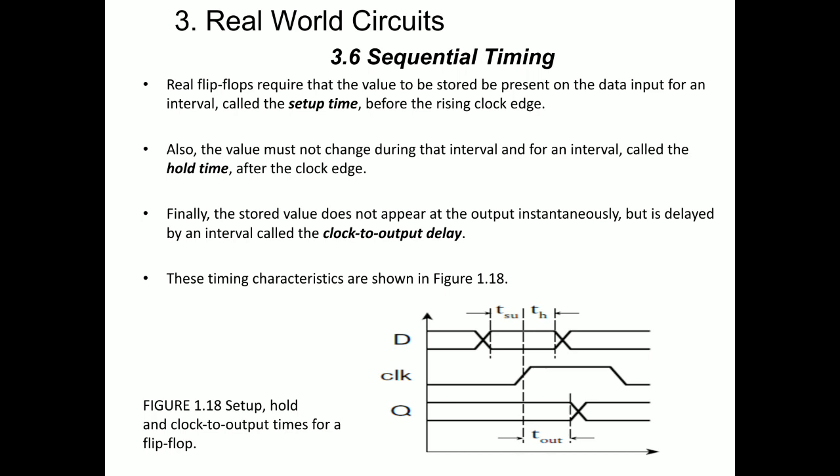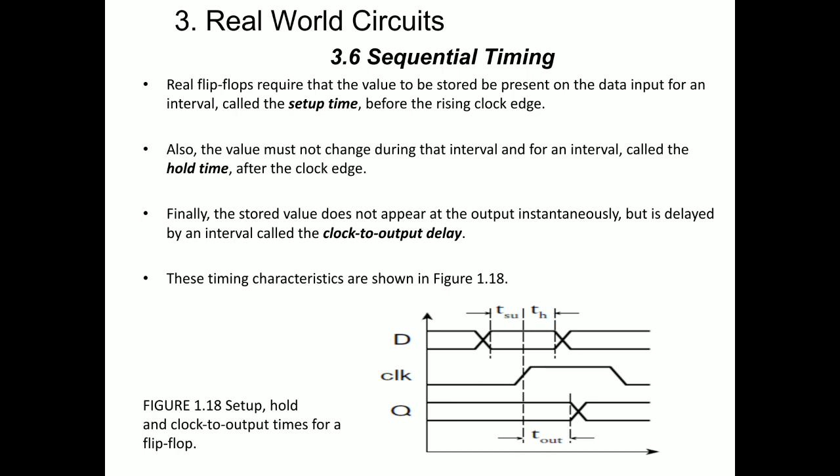It should be the same after the clock edge for some amount of time interval. That time interval is called hold time. And next, clock to output delay is nothing but the time taken by the output after the clock edge to capture, to record, to copy the input value. Means the time taken by the output to respond to the clock signal. That is called clock to output delay.